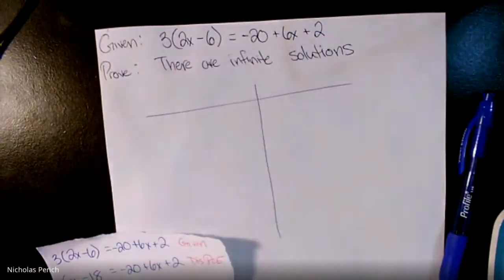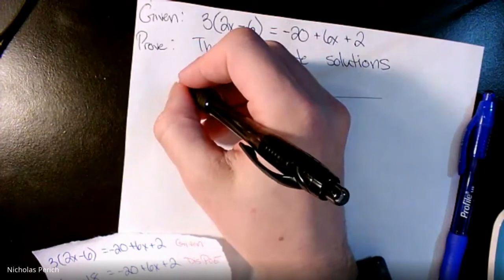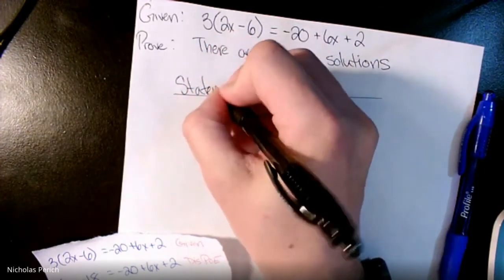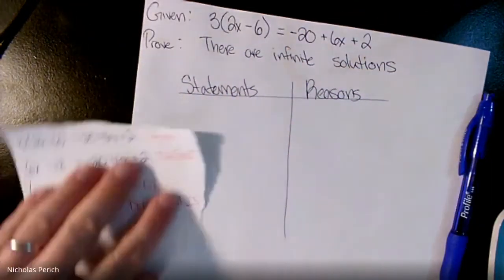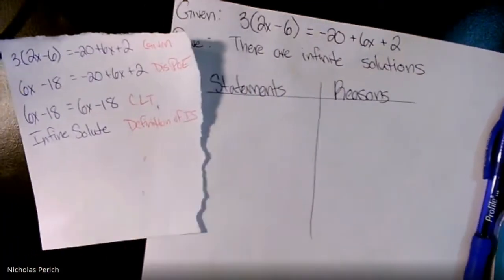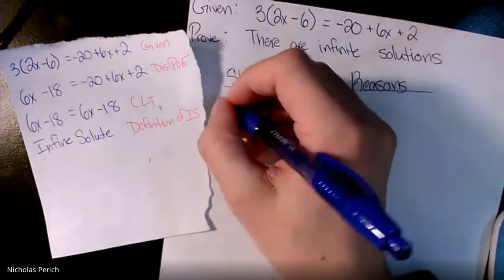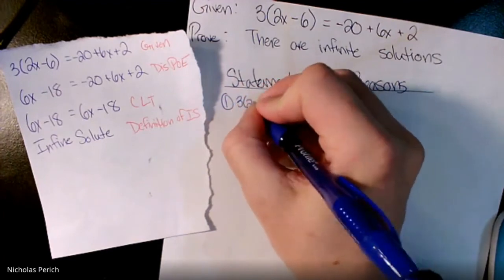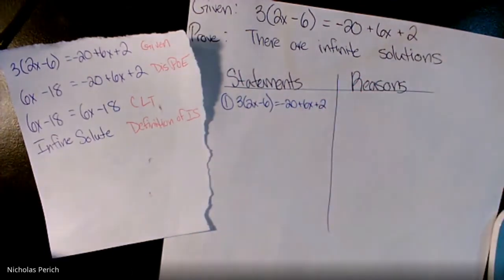All right, let's make our 2-column table. Wow, that's super crooked. We have our statements on the left and our reasons on the right. All right, I'm going to write out my statements according to the rough draft. Let me get that moved over so you can see what I have. There's my rough draft. Statement number 1 is the given: 3 times 2x minus 6 in parentheses equals negative 20 plus 6x plus 2.